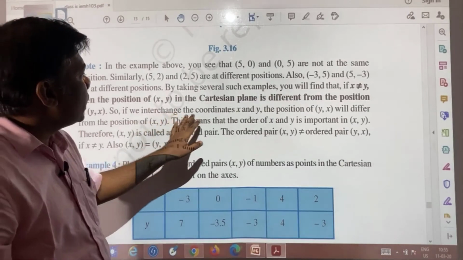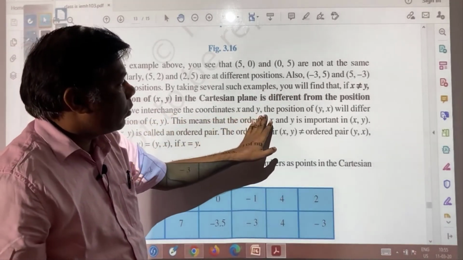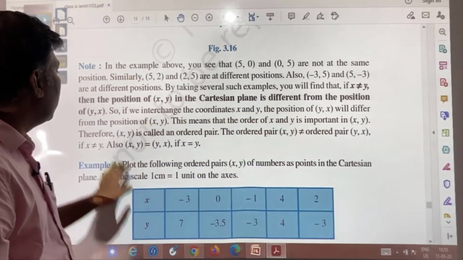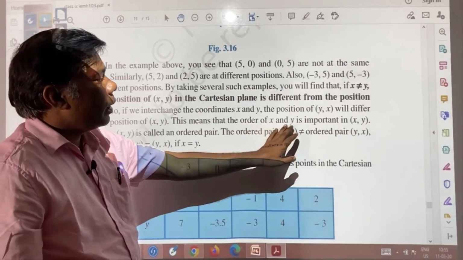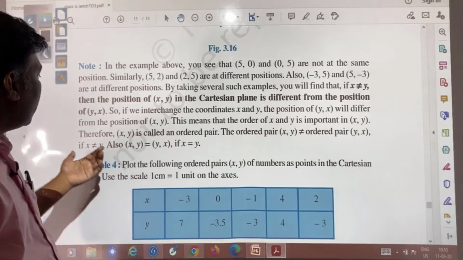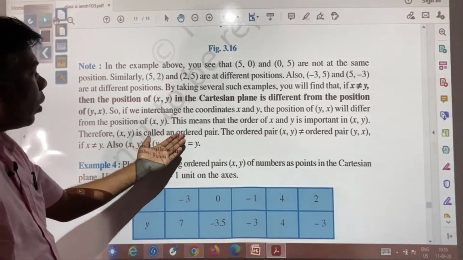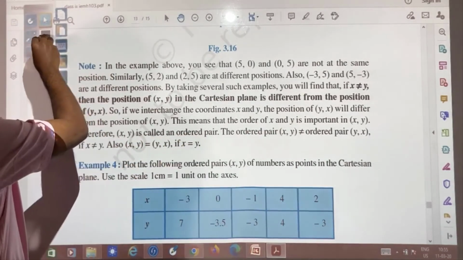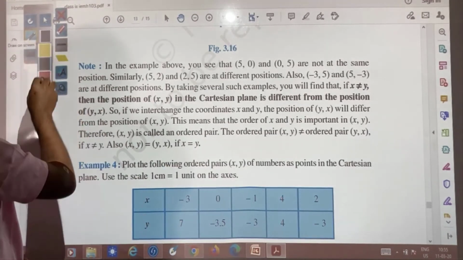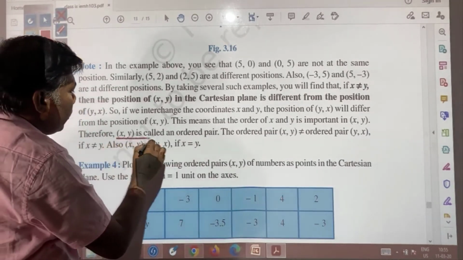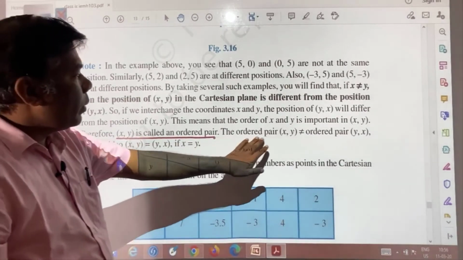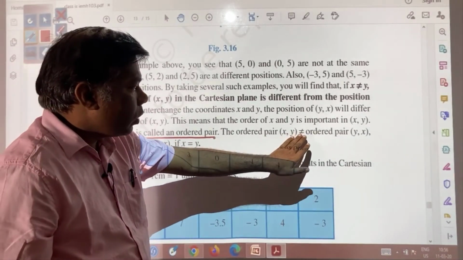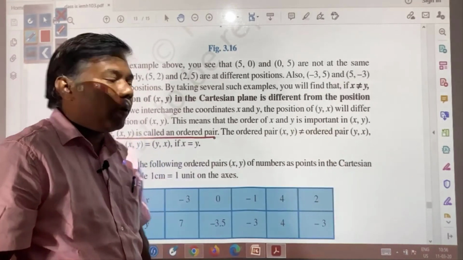So, if we interchange the coordinates x and y, the position of (y, x) will differ from the position of (x, y). This means that the order of x and y is important in (x, y). Therefore, (x, y) is called an ordered pair. This is very important. This order should not be changed. Otherwise, a different point will be in play. The ordered pair (x, y) is not equal to the ordered pair (y, x).